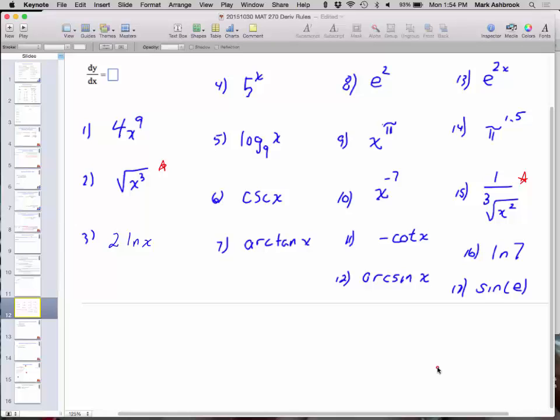Number 13 is e to the 2x. Oh yeah, that's chain. That one you have to use chain rule. Don't use chain rule unless you have to, like this one. That one you'd absolutely have to.